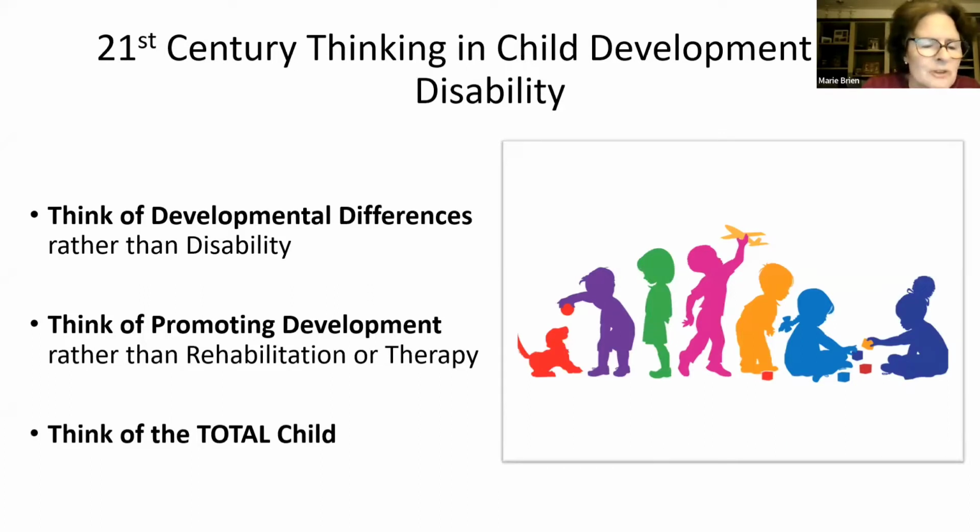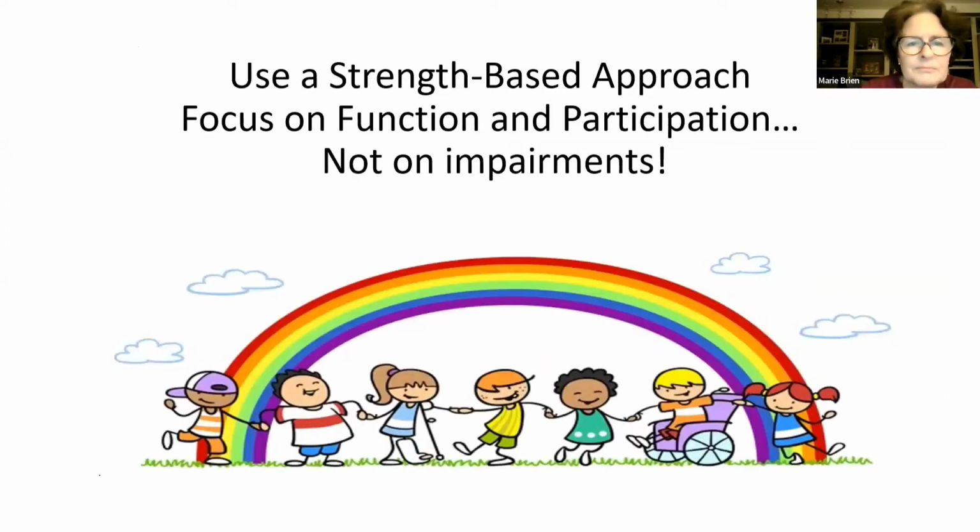So not just the child in terms of their gross motor skills, speech, fine motor skills. We think of the child developing all of their abilities and skills as a whole. So we want to use a strength-based approach. Rather than looking at what is missing in the child, let's look at what skills he does have.